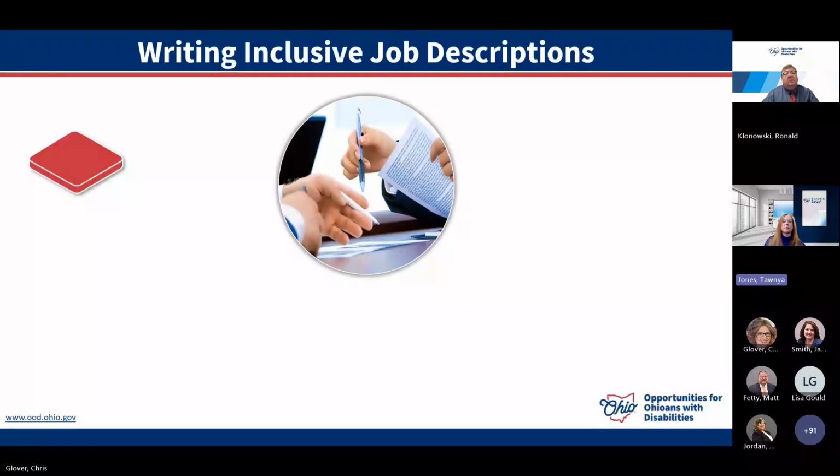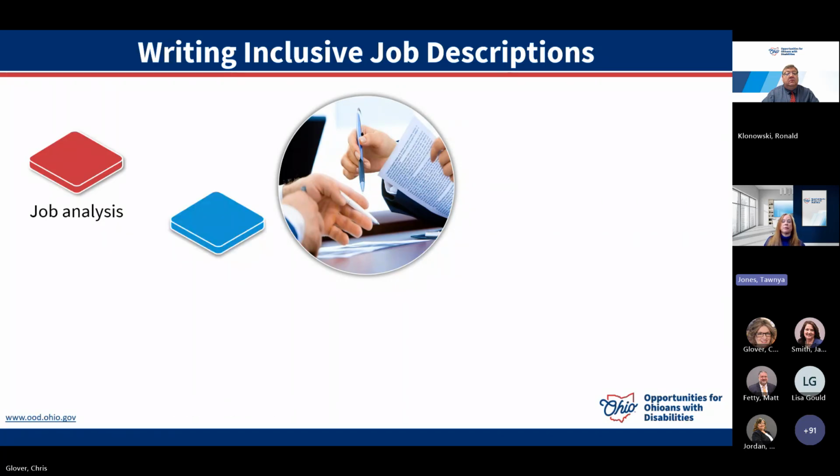Conduct a job analysis to determine the physical, cognitive, and environmental demands of the role to identify what tasks are truly essential. For example, instead of assuming a role requires standing all day, assess whether tasks can be completed while seated or with assistive devices.